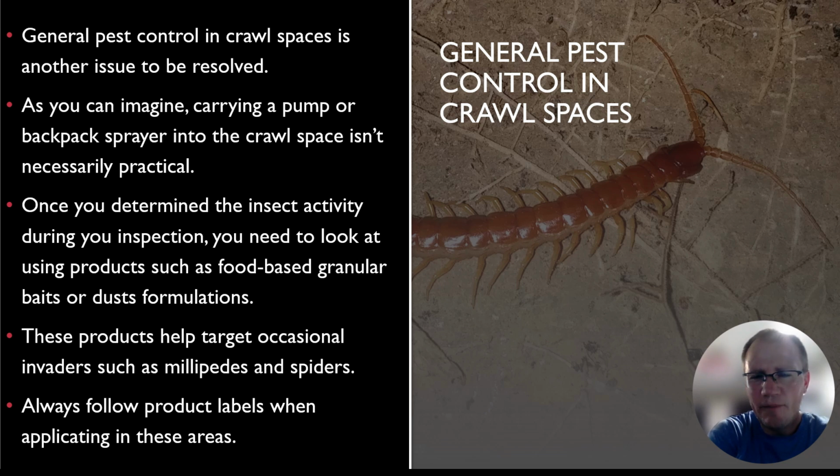Once you've determined what types of insects are in the crawl space, you need to look at different types of products such as food-based granular baits and maybe even dust formulations. I know there could be some concern with dust getting up into ventilation systems, so be careful with these types of products. Sometimes people dust things like sill plates and areas like that, maybe closer to the crawl space vents. We mentioned earlier that BoraCare can be a great product for insects in the crawl space as well.